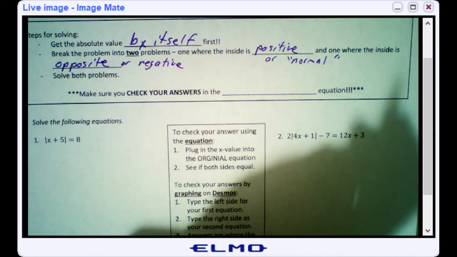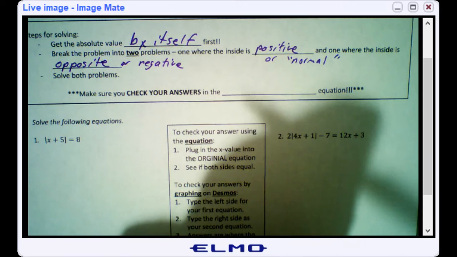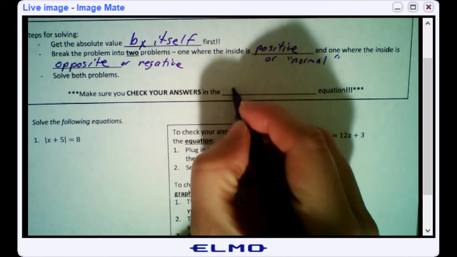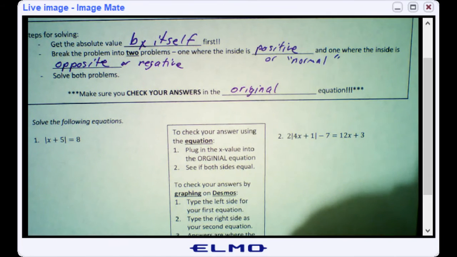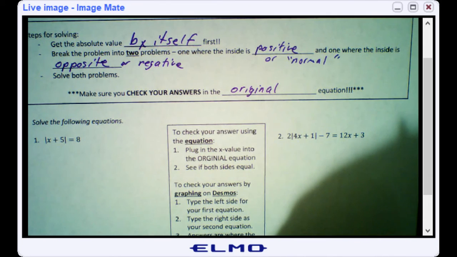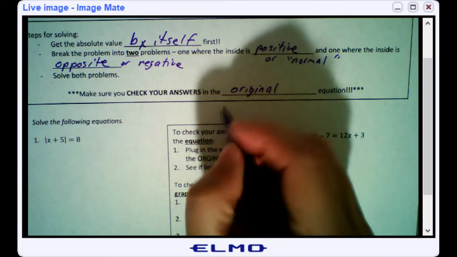Then we're going to solve each of the problems. Make sure you check your answers in the original equation. With absolute value equations, we're going to get two solutions, one solution, or no solutions.